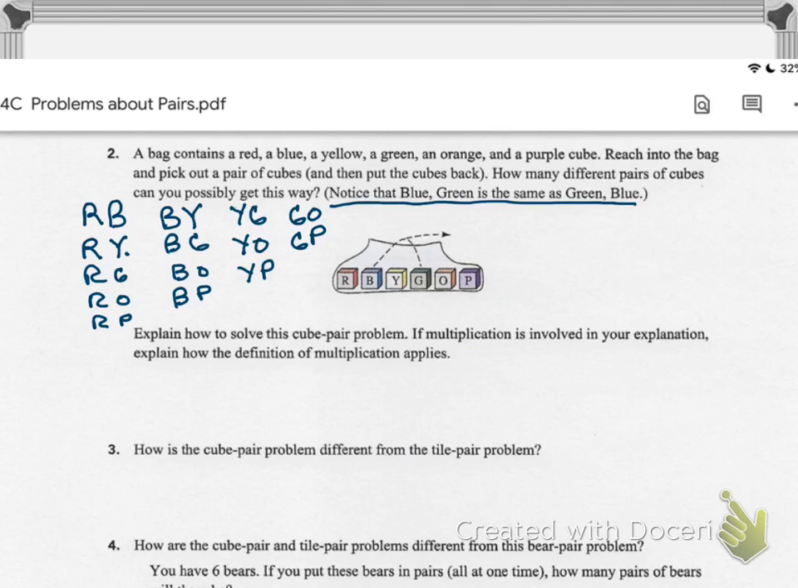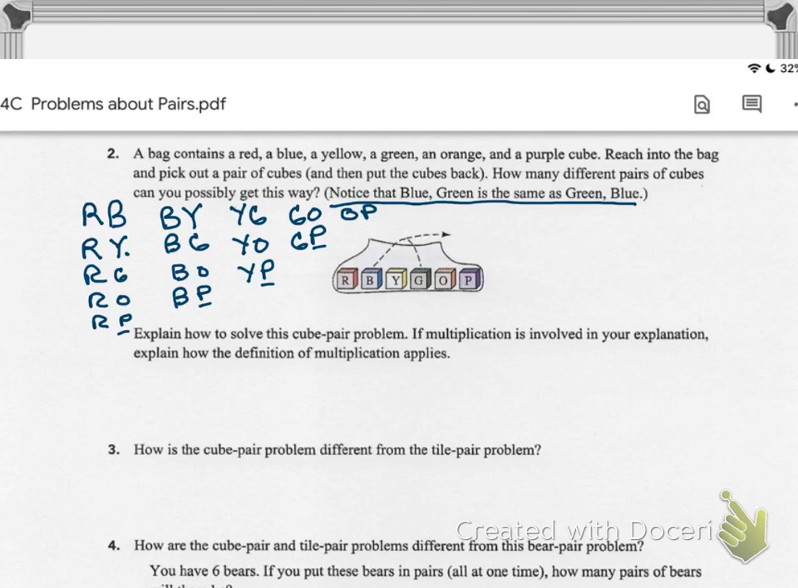Okay, then I'm down to the orange. So I pick an orange first. I can only pair a purple with it and not double count. When I get to the purple, I already have purple located here, here, here, and here. So I can't pick anything else. So now I'm going to add up these numbers.